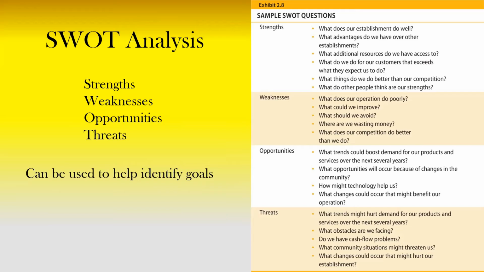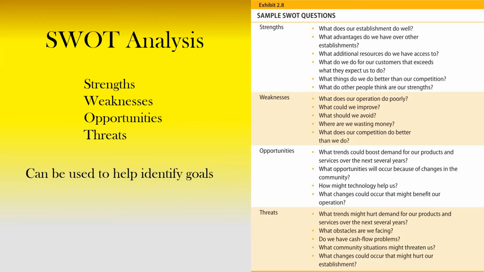business. So the first two, strengths and weaknesses, are internal things that are going on in the business. So these are things that we control because they are internal to the business. Opportunities and threats are things that are outside of our control. They're outside of the business, but we have to take them into consideration because they can affect the business. So some sample SWOT questions you can see.